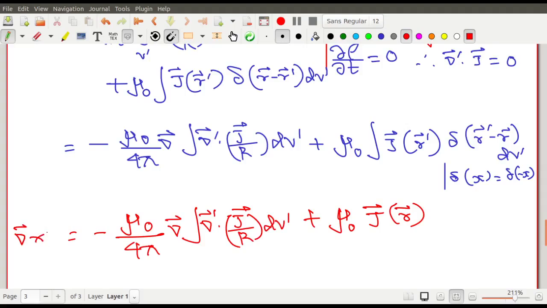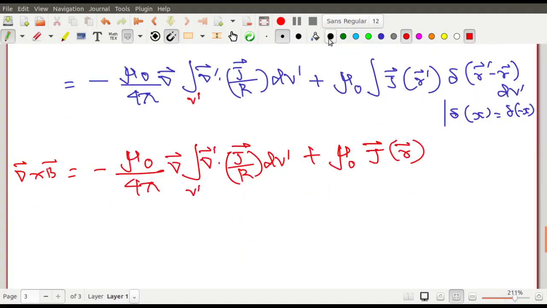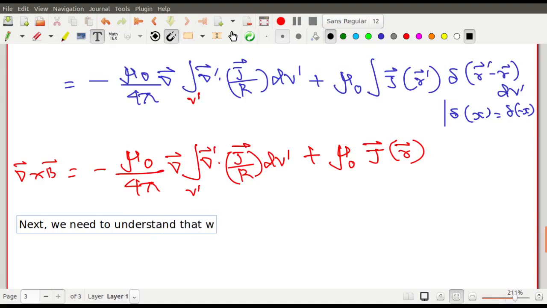The left hand side is curl. Now you come to the point of what you are integrating over here. What is the volume that you are integrating? This volume of integration, which volume is this? This is what you need to understand next: what volume you are integrating. So let me write it. Next, we need to understand what volume we are integrating.